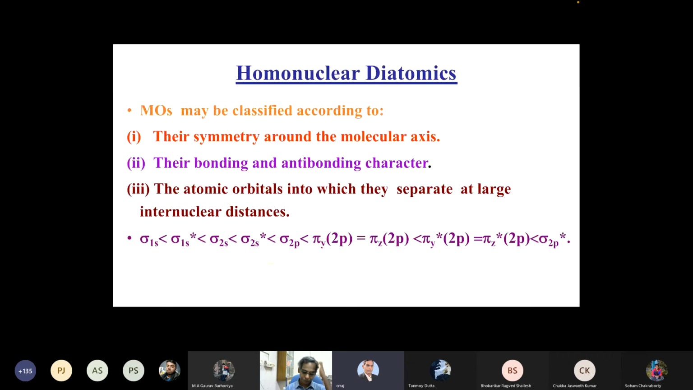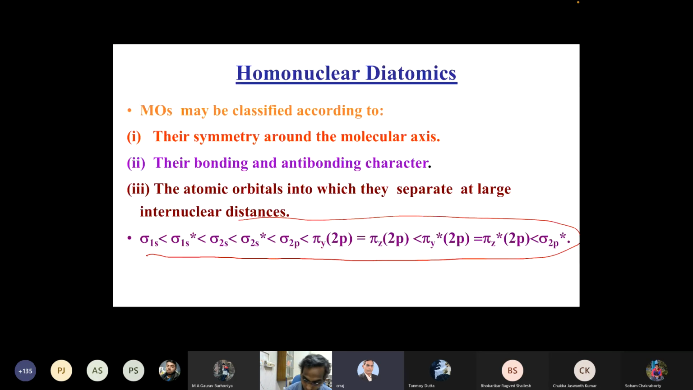Look at here. This is very important. Whatever we have already learned, that you have effective overlap and you generate your MOs. Now you have the Pauli exclusion principle, the Aufbau principle, and Hund's rule. All these are there. One should know how to write the MO electronic configuration. This is very important. MO electronic configuration.